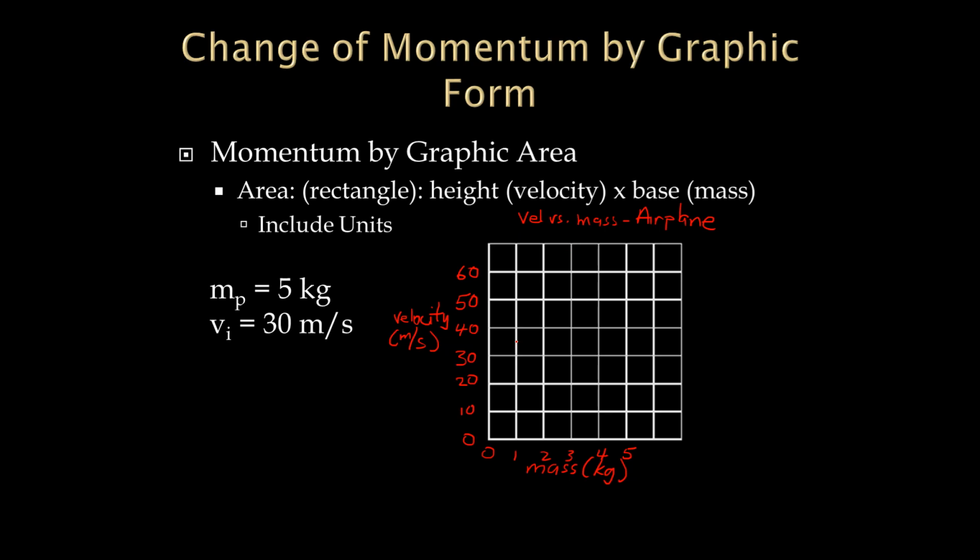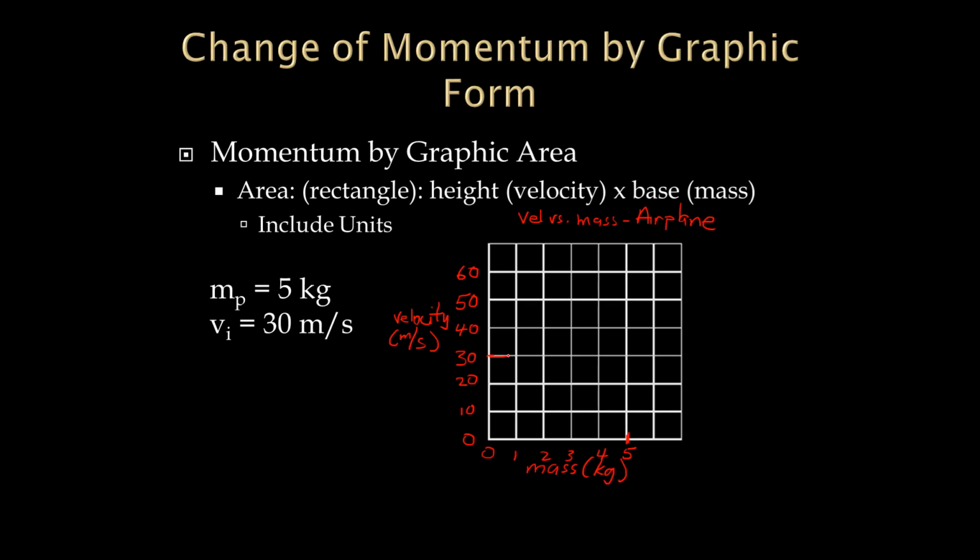Hey, so I've set up my axes on my graph. Horizontal axis is mass in kilograms, vertical axis is velocity in meters per second, so I could accommodate these values. I have 1, 2, 3, 4, 5 kilograms as the mass of the plane. My initial velocity is 30 meters per second.